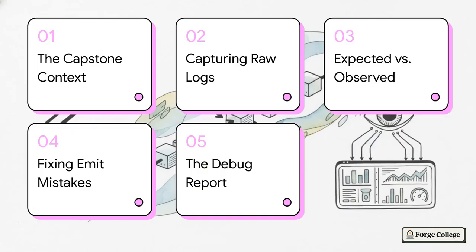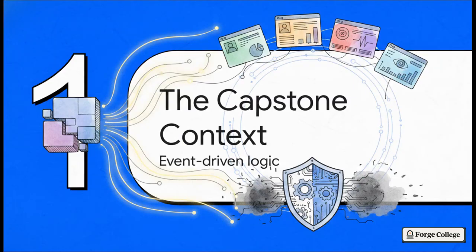Here's our investigator's roadmap for today. We're going to quickly review the capstone context, see how to capture raw logs, compare expected versus observed data, fix emit mistakes, and finally, file the debug report. All right, let's start with Section 1, the capstone context, focusing on event-driven logic.